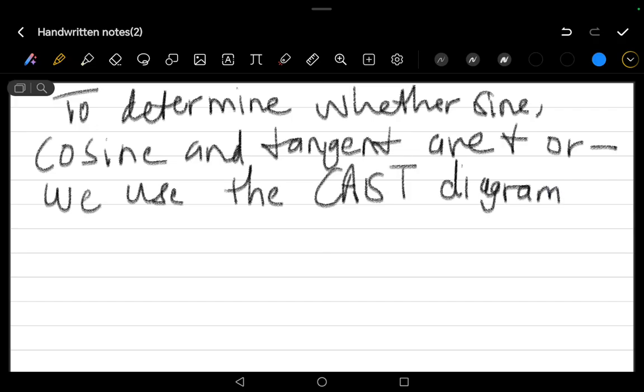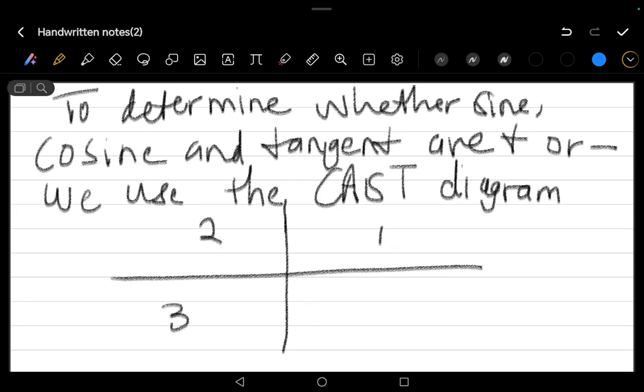So when we're talking about the cast diagram, we're talking about the four quadrants. So we're going to have this is the quadrant, and the first, second, third, and fourth quadrant. Okay, so the first quadrant, it's all positive. They are all positive.